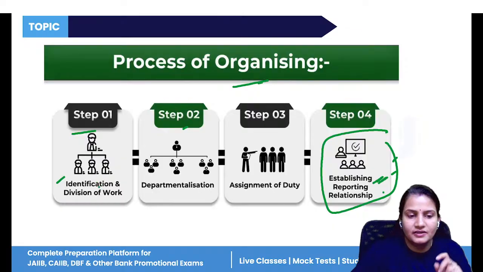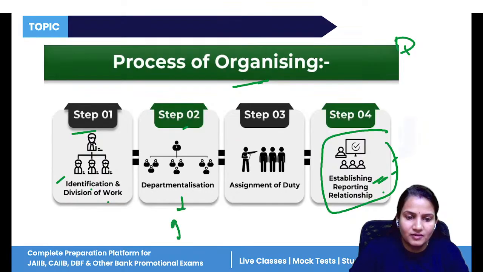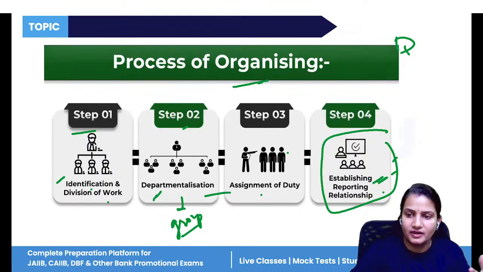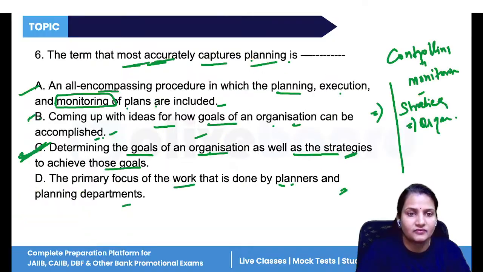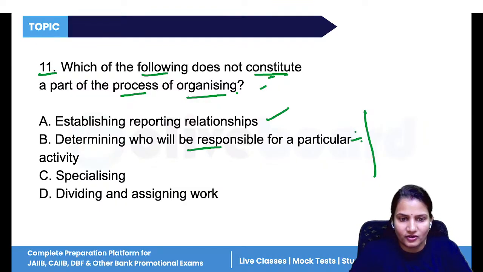So first you will identify and divide the work, means first identification that this is the work, then you will divide the work. After that, you will make groups. Similar types of activities are grouped together and that is known as departmentalization. After that, you will assign duties to your individuals, to your employees. Once you have assigned the duty, then you will check who reports to whom, whether the work is completed or not in the given time. That is with the reporting relationship you can get to know. So establishing reporting relationship, determining who will be responsible for a particular activity, this is also part of organizing.